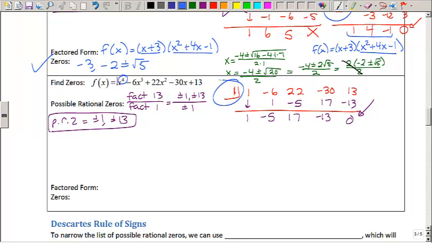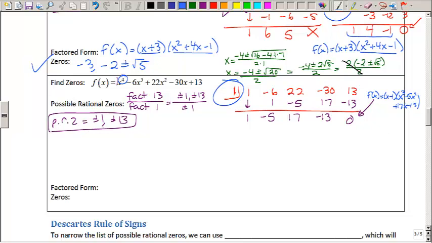So yay, I like to circle that, because 1 is a 0, which means I can rewrite f of x as x minus 1, because if 1 is a 0, then x minus 1 is a factor, times the remaining polynomial down here, x cubed minus 5x squared plus 17x minus 13. Sorry, I'm running out of space there. But I still have a cubic, so I got to keep going. What do I pick from?